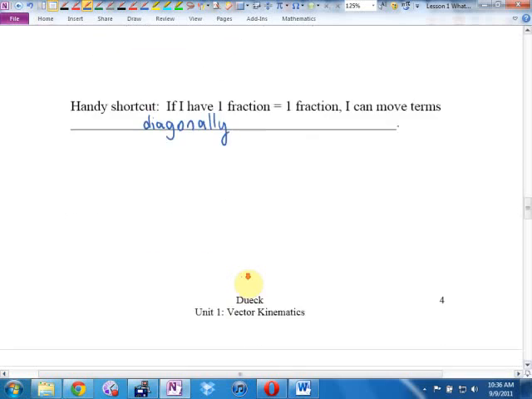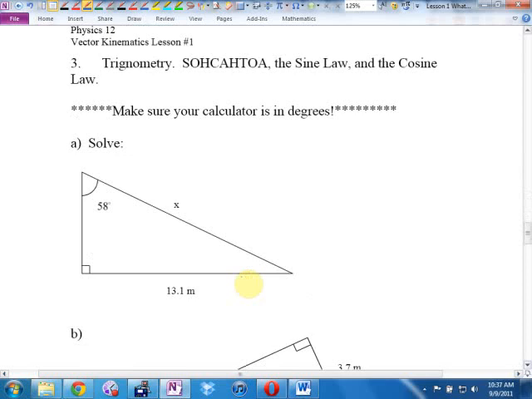Next page. Trig. Connor, you need to make sure that your graphing calculator is in degrees. Do you know how to do that? Probably press the mode button. Who's Math 12? So especially, I know I hand out the graphing calculators. I think Mr. Gerard does too. The graphing calculators, by default, go to radians.